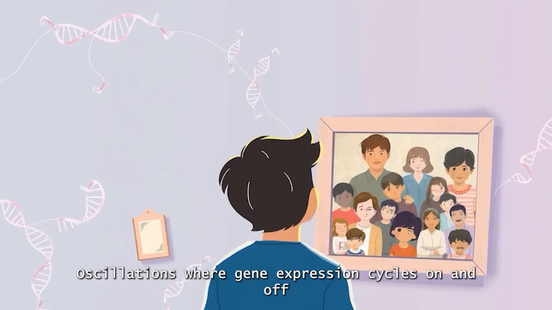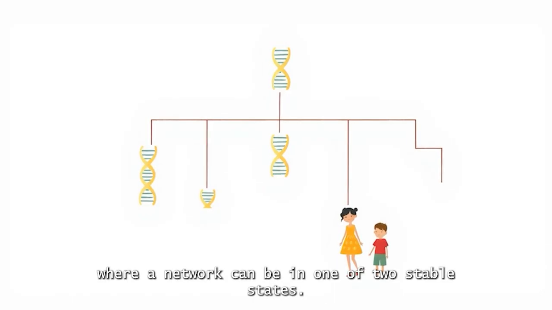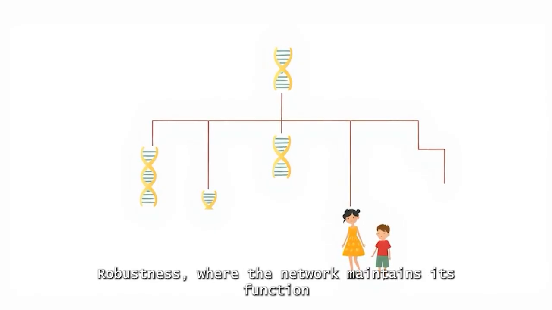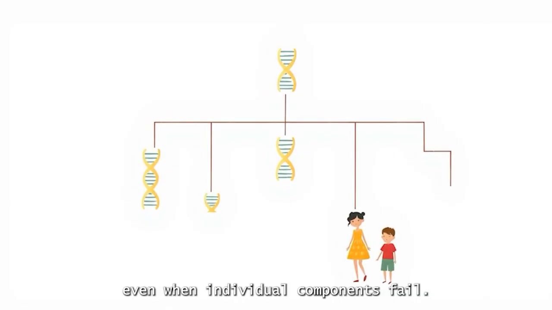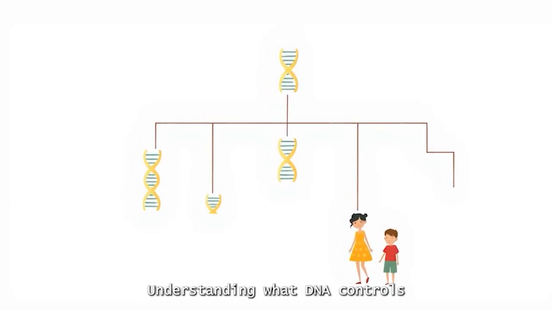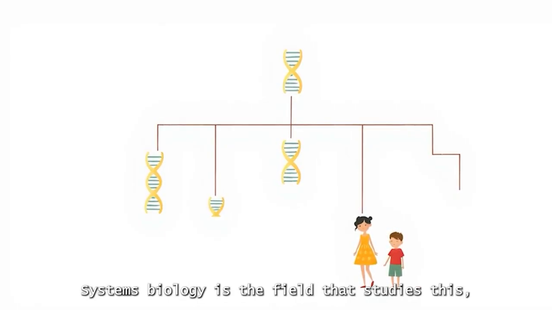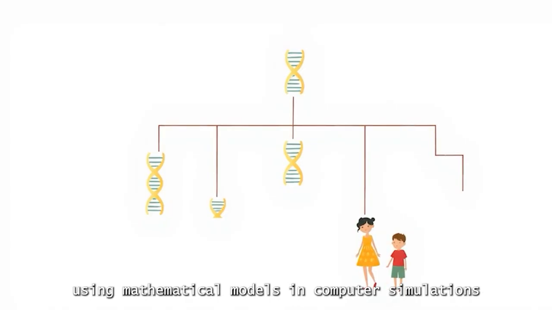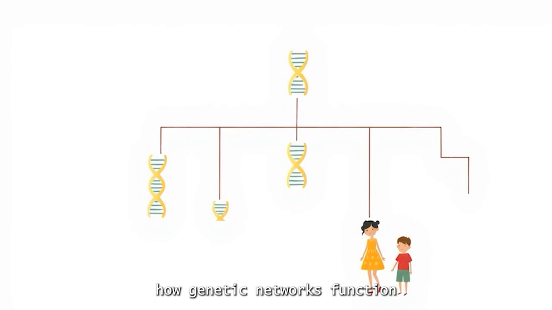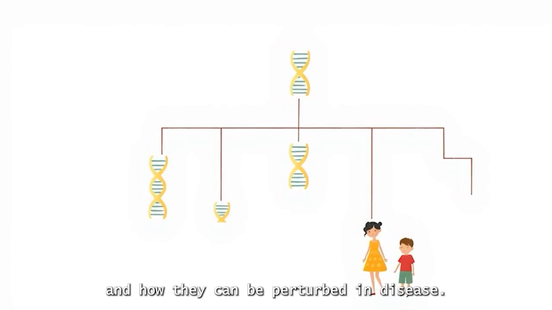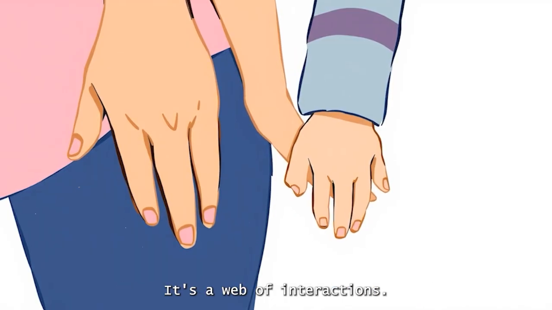Oscillations, where gene expression cycles on and off. Bistability, where a network can be in one of two stable states. Robustness, where the network maintains its function even when individual components fail. Understanding what DNA controls requires understanding these networks, not just the genes themselves. Systems biology is the field that studies this, using mathematical models and computer simulations to understand how genetic networks function and how they can be perturbed in disease. DNA is not a list of independent instructions, it's a web of interactions.